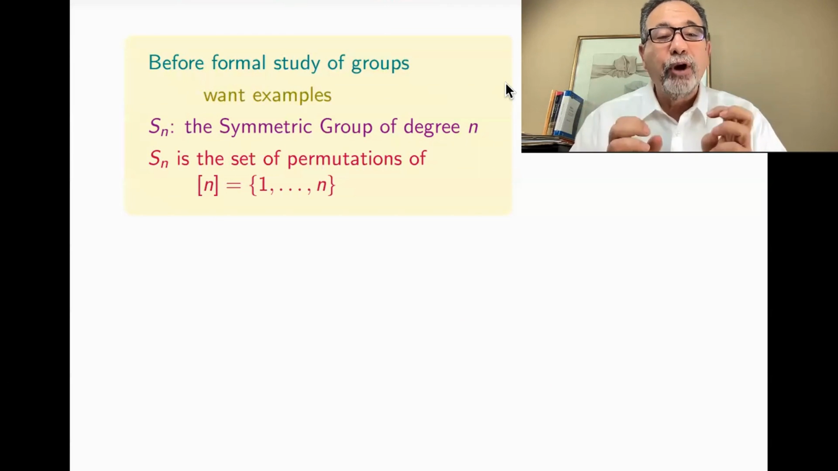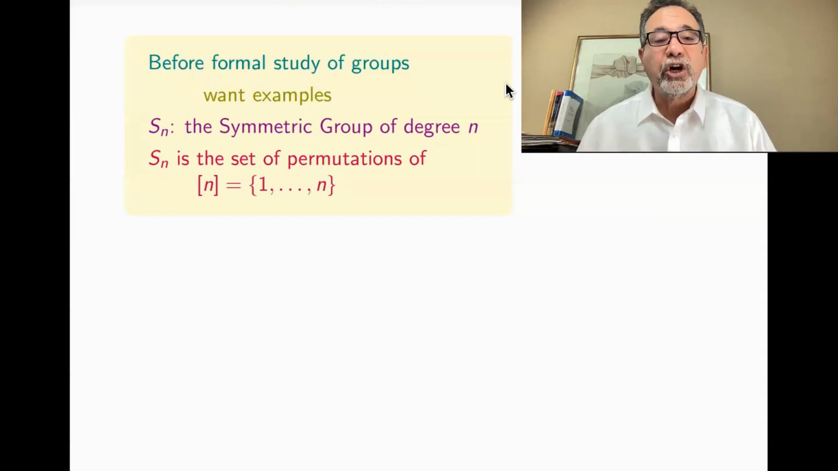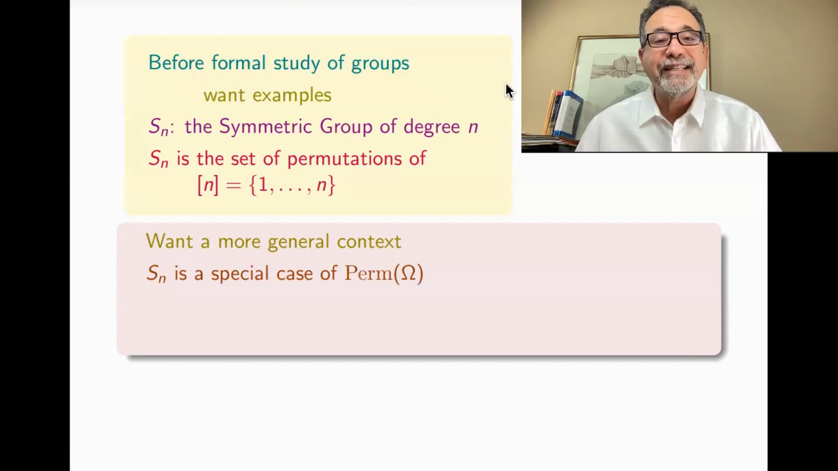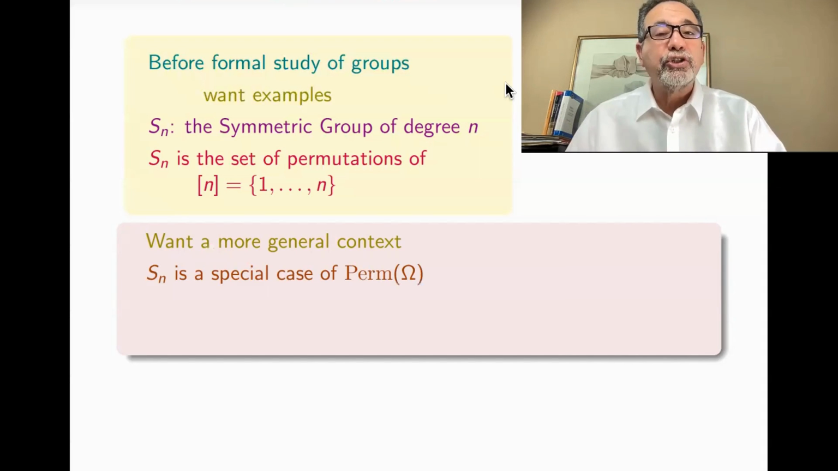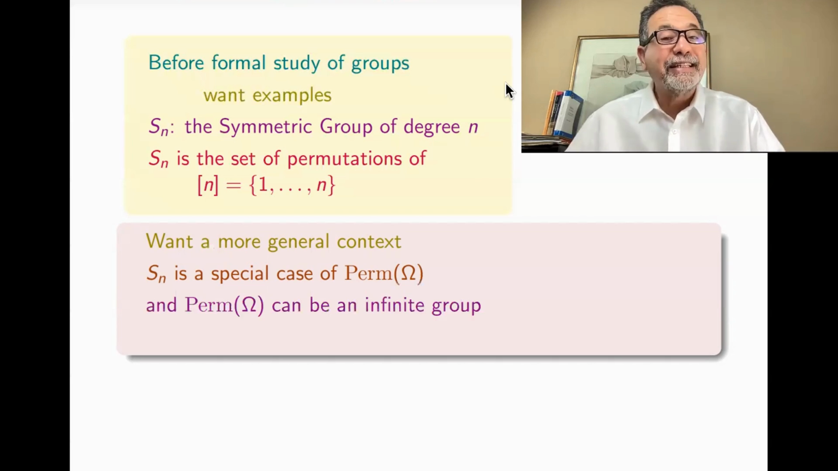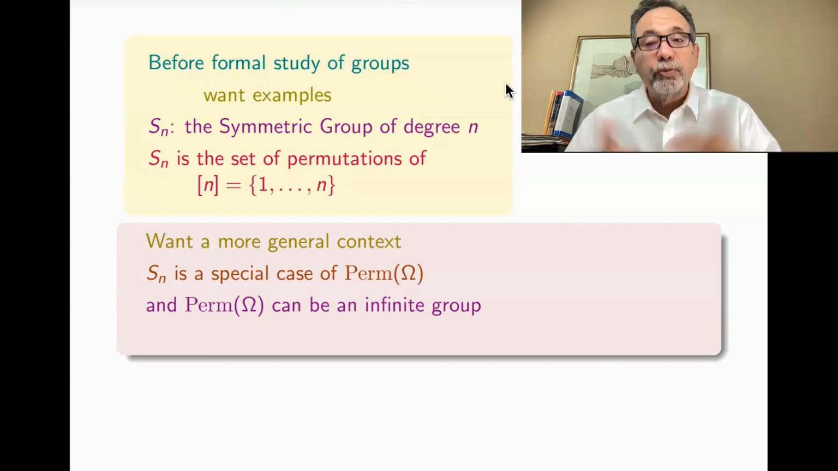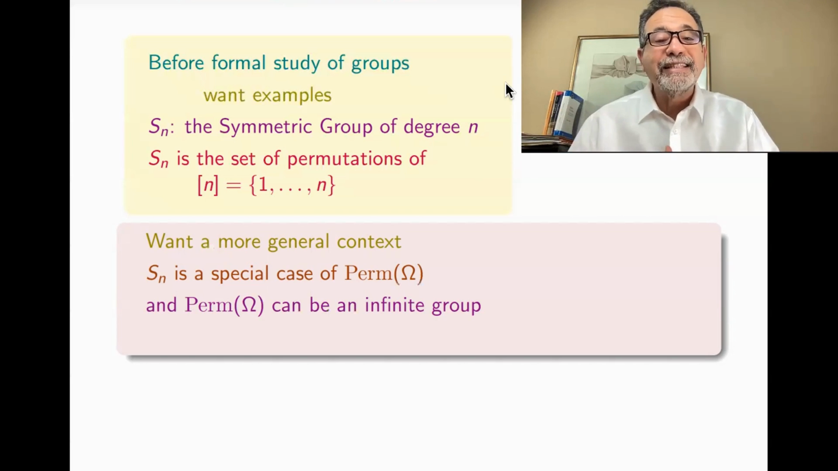In this lecture, I want to put this symmetric group, these permutations of a finite set, in a larger context. What we would like to look at is something called permutations of omega, where omega is just any set, finite or infinite. This Perm omega will also be a group. That's what we will show today. And in fact, it can be an infinite group. If omega is an infinite set, it will be an infinite group.